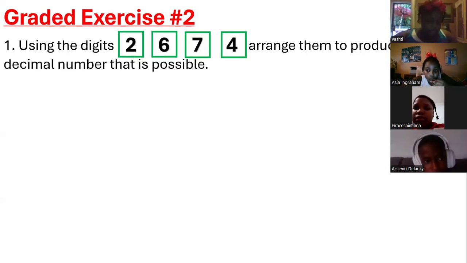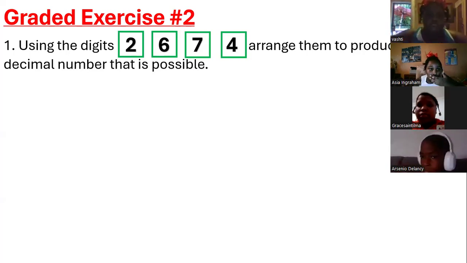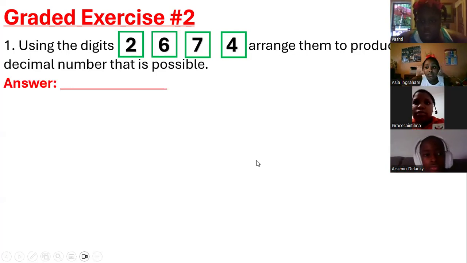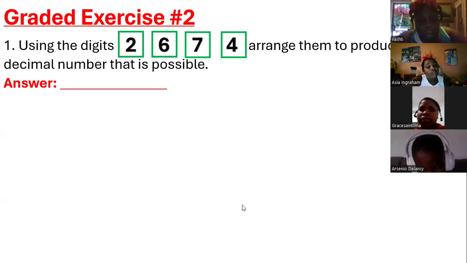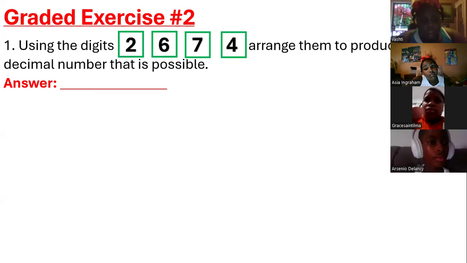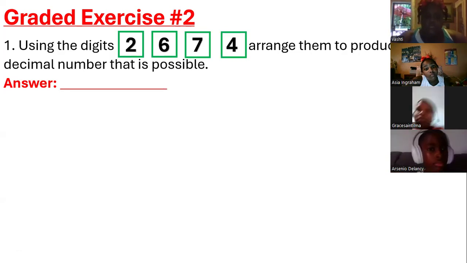Now, this is a question similar to what we did yesterday. I need you to put your answer inside the chat. Do not write this down, just put your answer inside the chat. Using the digits 2, 6, 7, and 4, arrange them to produce the largest decimal number that is possible. This is review. We did some questions like this yesterday. Put your answer inside the chat for me, please.